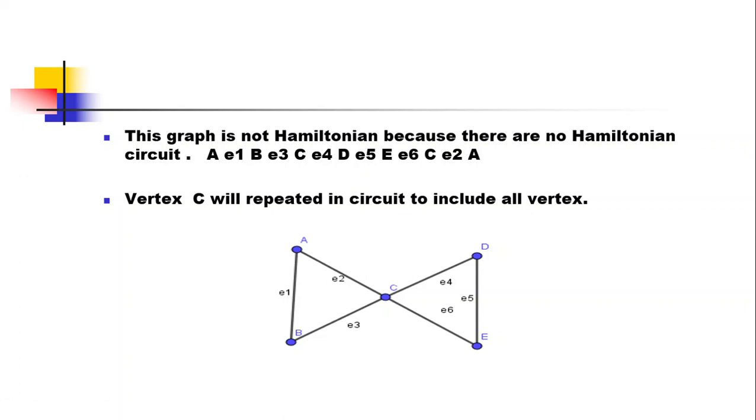The condition for the Hamiltonian graph is that you should cover every vertex of G exactly once. So therefore it is not called a Hamiltonian circuit, and therefore this graph is not a Hamiltonian graph. In any case, if you start with any vertex, the starting and ending vertex will repeat. So therefore it is not a Hamiltonian graph.